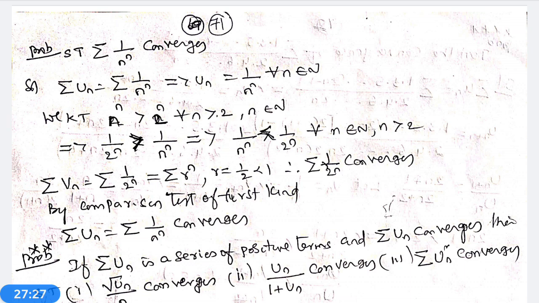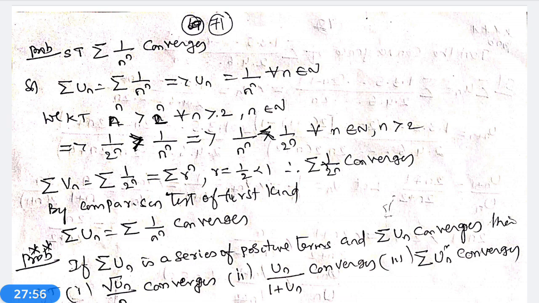We know that n power n is greater than 2 power n for all n greater than 2, n belongs to N. This implies 1 by 2 power n is greater than 1 by n power n. This implies 1 by n power n is less than 1 by 2 power n for all n belongs to N, n greater than 2.